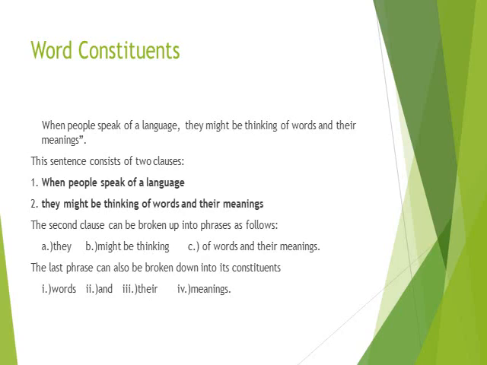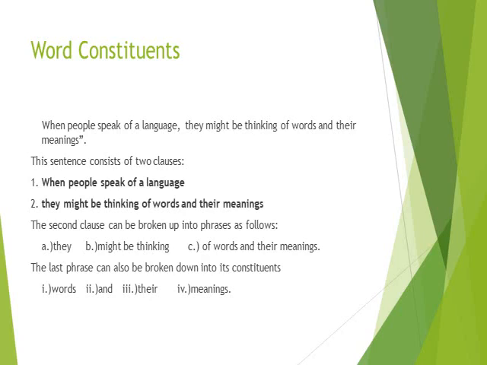Now, this sentence structure contains 2 elements. One is the dependent clause, which is "when people speak of a language," and "they might be thinking of words and their meanings" constitutes the independent clause. The independent clause can be broken up further into phrases. "They might be thinking of words and their meanings" is an independent clause, and we can further break it down into phrases.